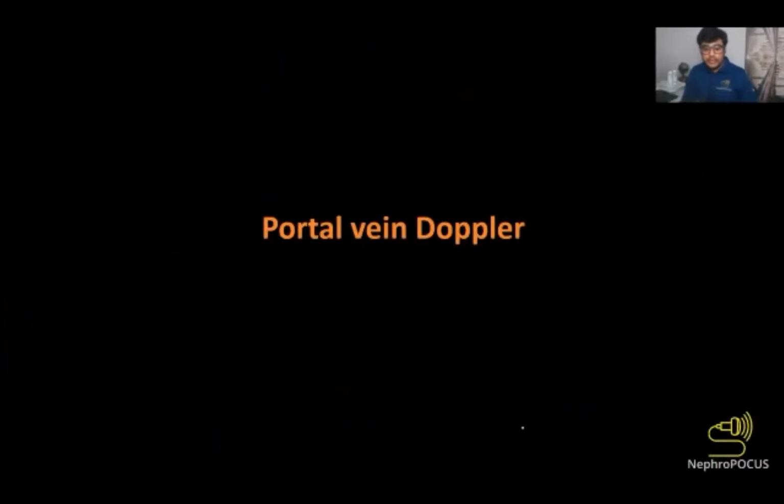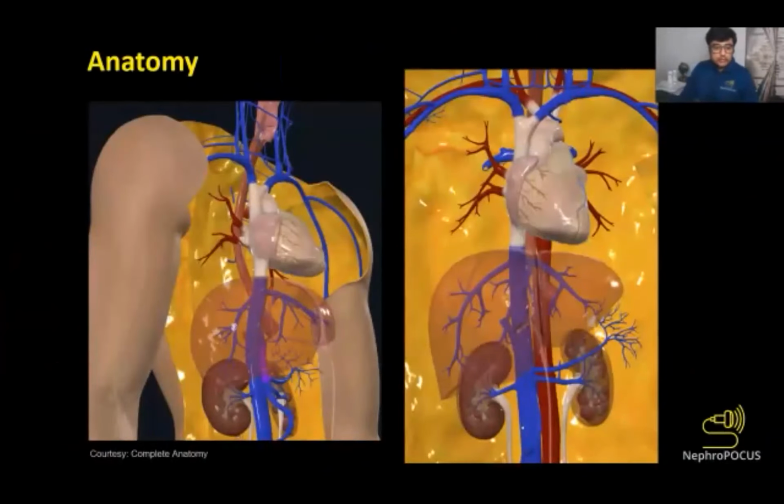So that brings us to the next component of VExUS, that is portal vein Doppler. So where is the portal vein? The portal vein is carrying blood from the gut. It's formed by the fusion of the splenic vein and superior mesenteric vein, and this thing here is the portal vein.